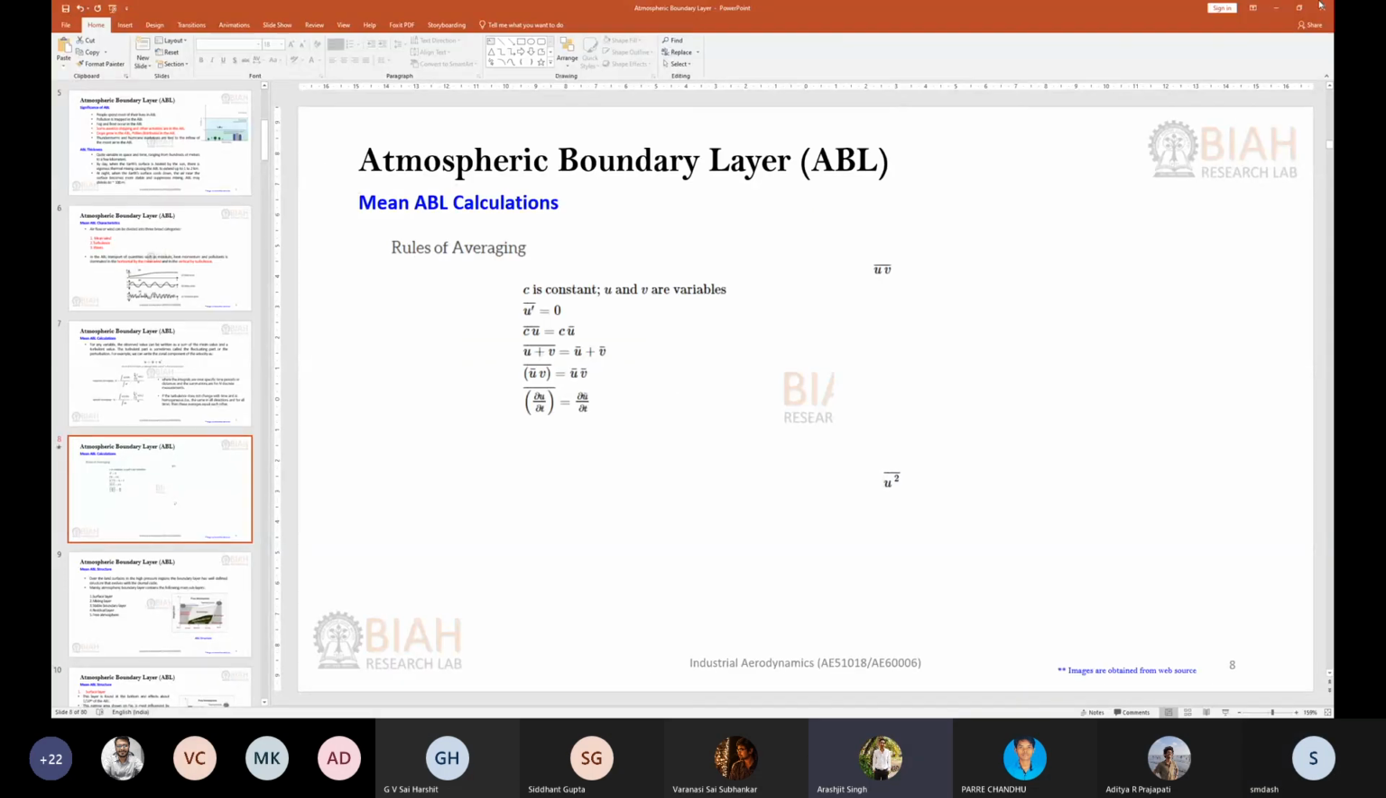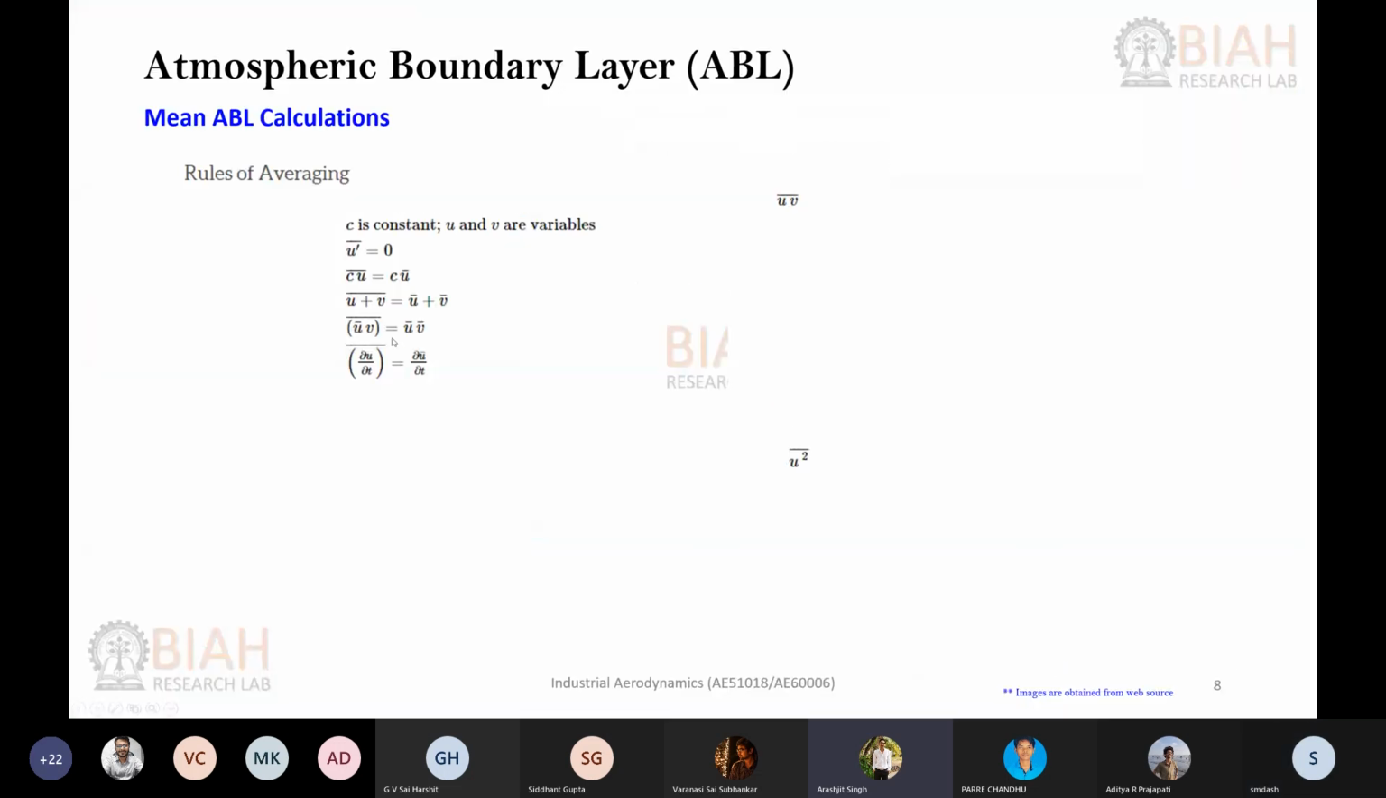Excuse me, sir. Yes. Sir, in the fourth one, it is u fluctuation multiplied by v, and we have taken the mean of it, or is it u mean? This one? Yes, sir, this one. So this is u mean. You can see it is already u mean.